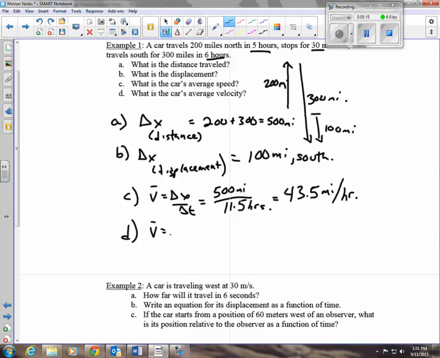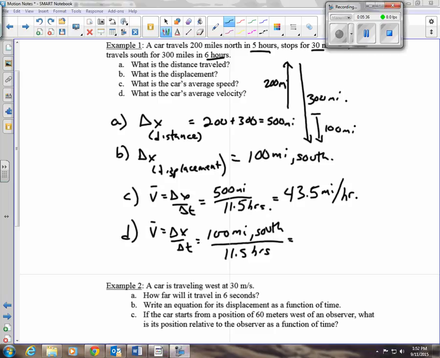Then for part D, we're asked to find the average velocity. Again, it's the same equation, except this time, since we want velocity, which is a vector, we want to use displacement. So it's 100 miles south in 11.5 hours. And that's going to give me an average velocity of 8.7 miles per hour south.